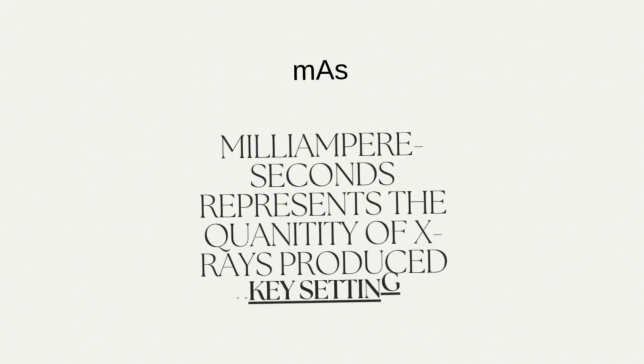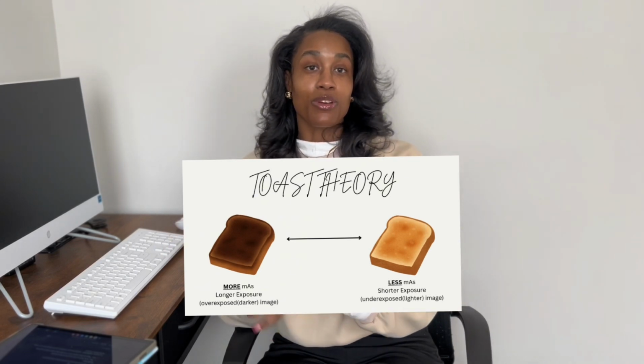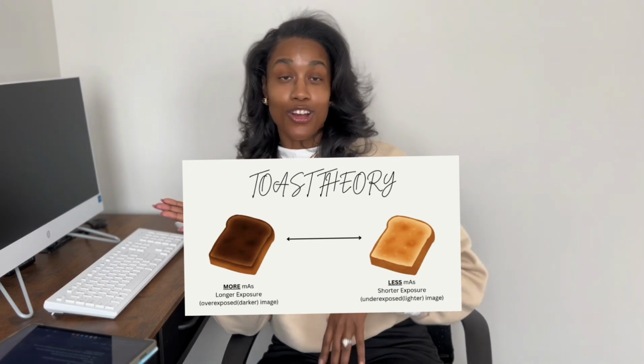MAS controls the quantity of the X-rays produced. Also, it affects the density of the image. So the more MAS that you use, the darker the image is going to be. A good way that I remember this is, how do you like your toast? So for KVP, you got to remember that heats the toast. So MAS, do you want a lighter or do you want a darker? So do you want burnt toast or do you want the light, buttery, crispy toast? That's a good way to learn it.